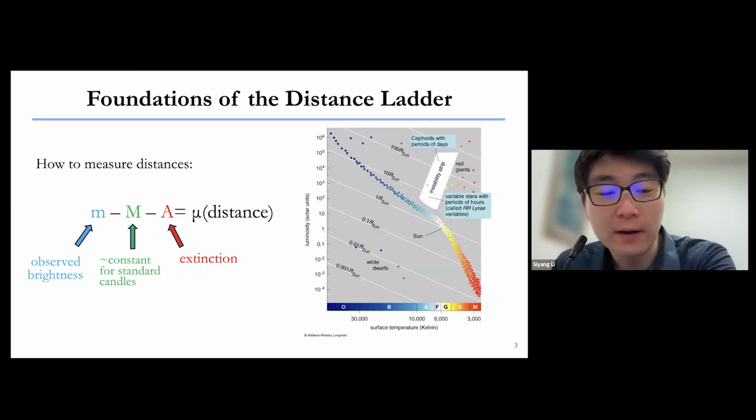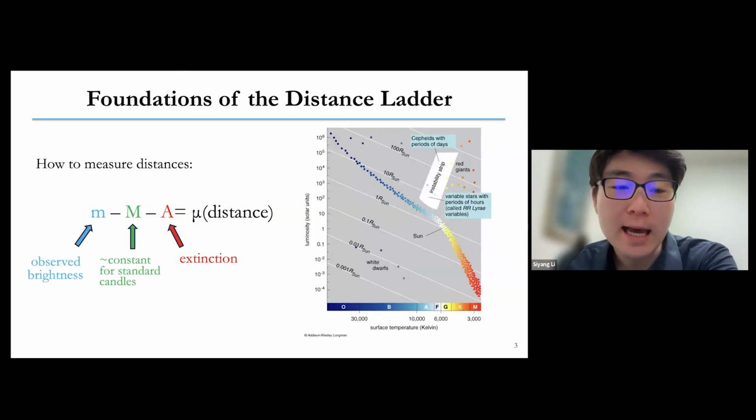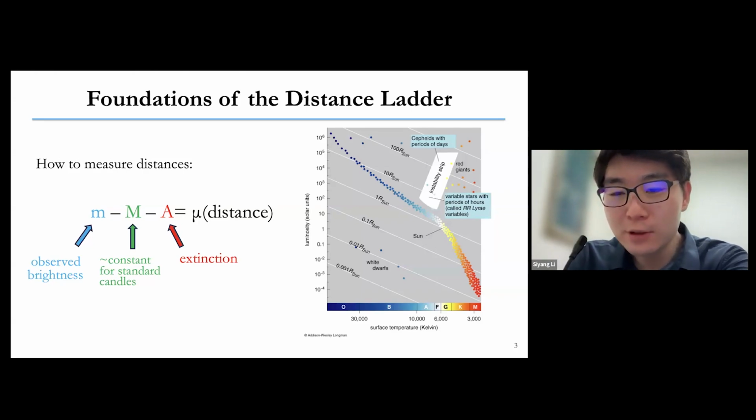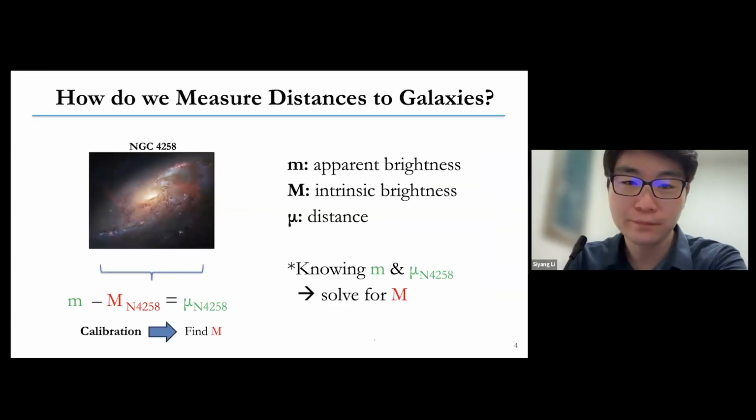That's something that doesn't vary too much galaxy to galaxy. We do have to correct for attenuation of light due to dust extinction in our line of sight. And really, those three quantities give us mu, the distance. And so conceptually, building this distance ladder is very, very straightforward and simple.